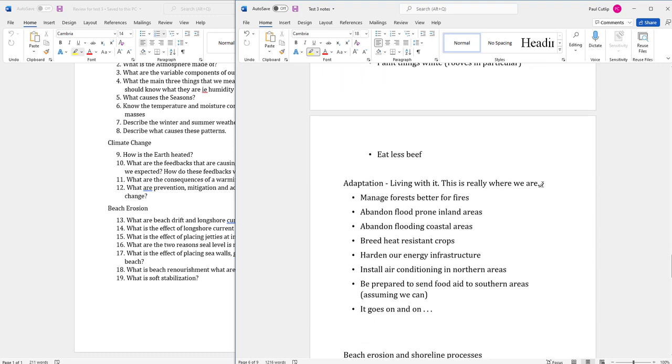And then adaptation, right? This is where we are. Learn to live with it. It's happening. The degree to which we're going to be able to mitigate it is an interesting question. It's just happening. And so, how do we live with it? How do we live with it in an intelligent way, minimizing the damage from it as much as possible?